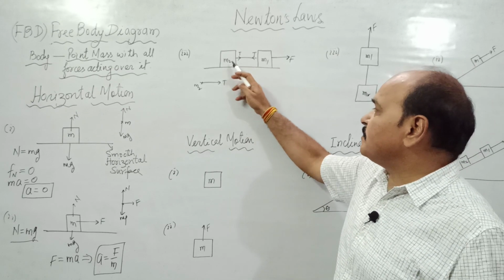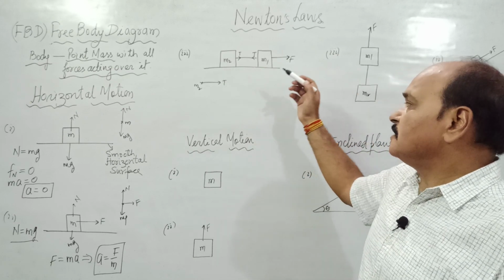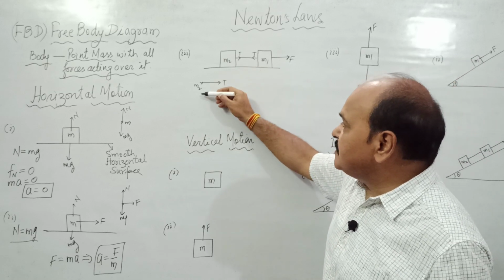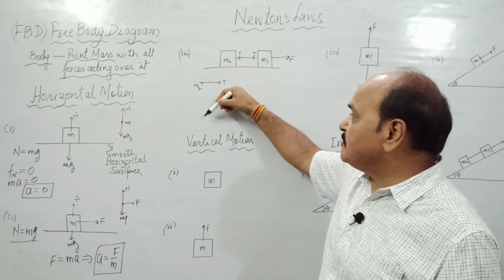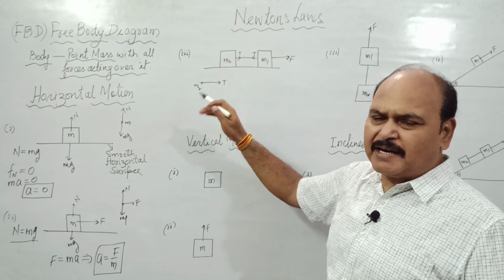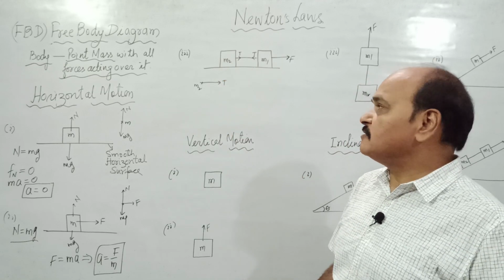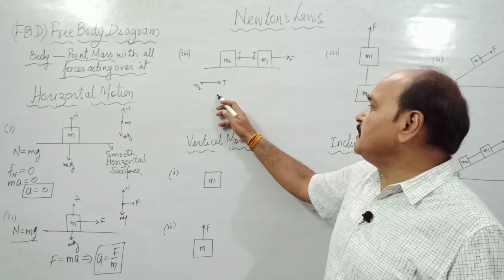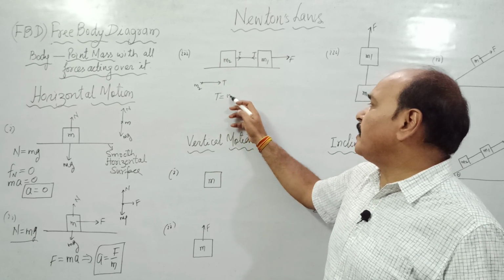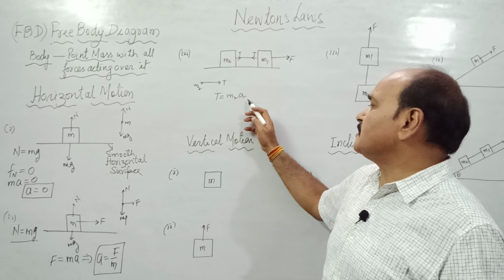This T acts over this mass, where? Towards right. Well, the other forces are mg and N. The N and mg cancel out, so no need writing them again and again. So only force acting over this mass m is what? T, and this T is equal to what? Mass of the body into its acceleration.